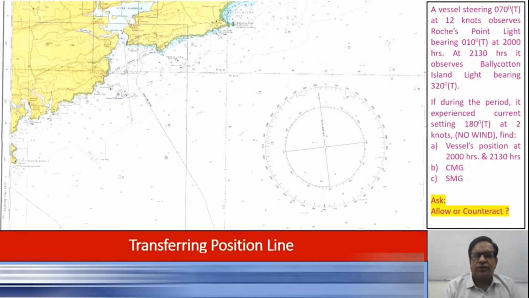A vessel steering 070 degrees true at 12 knots.